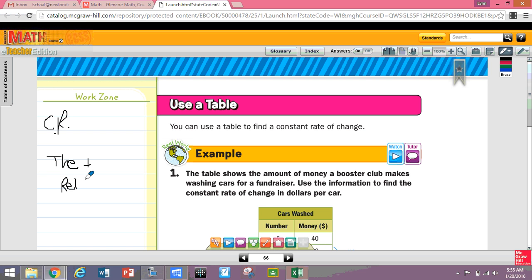Now, it takes me 10 times longer to write with this. It's easier to do cursive.